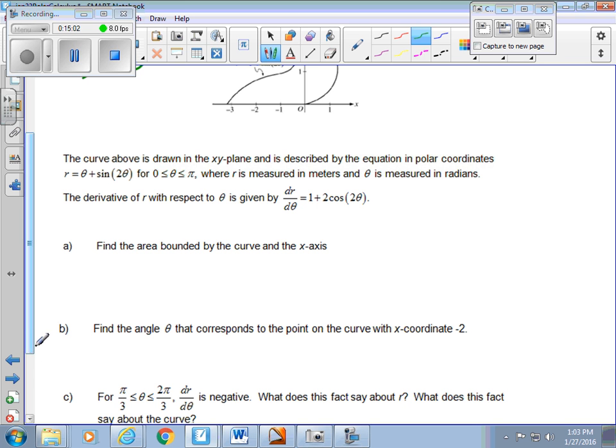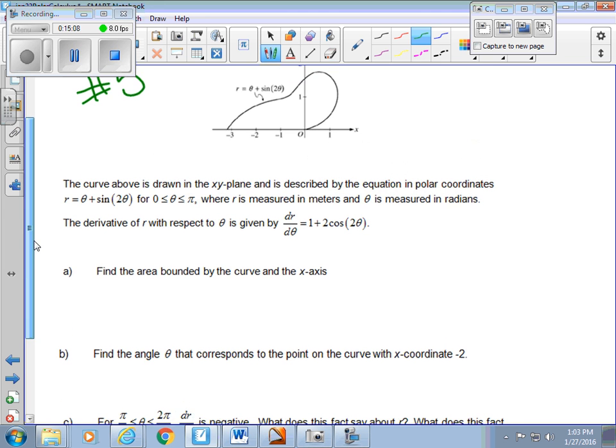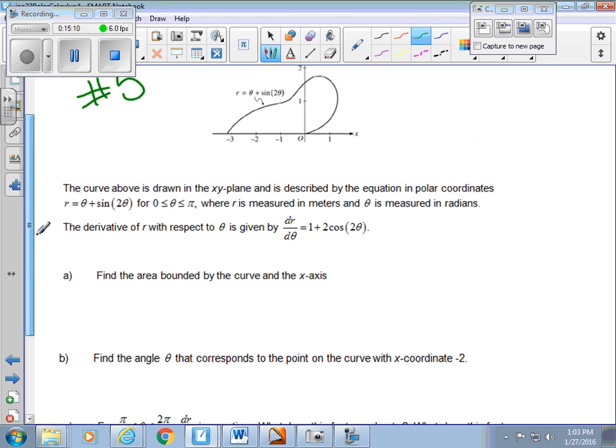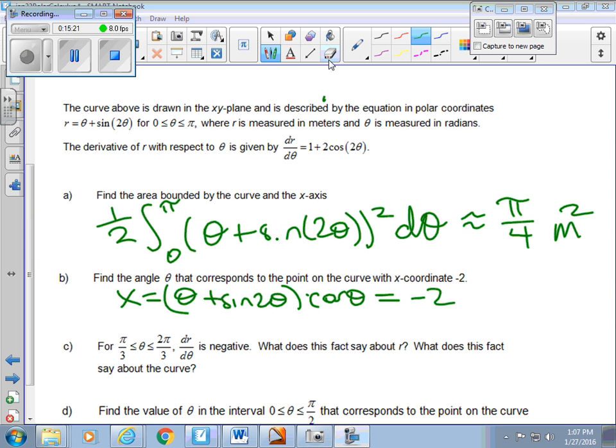Okay, so find the area bounded by the curve and the x-axis. Step 1. I really think this was a calculator problem. Let me see. I will find out for you while you're looking. I will find out for sure.